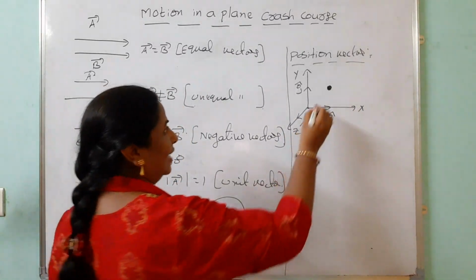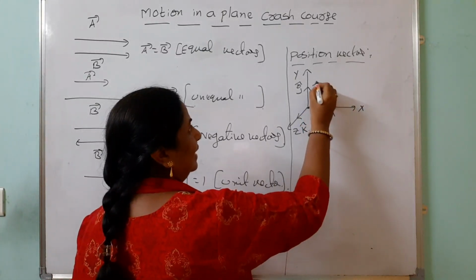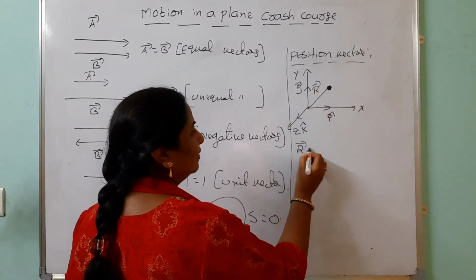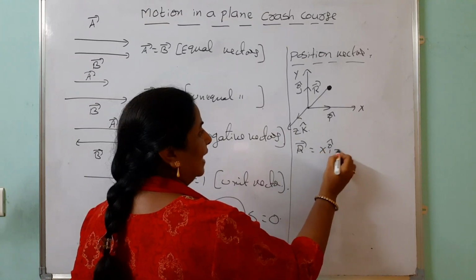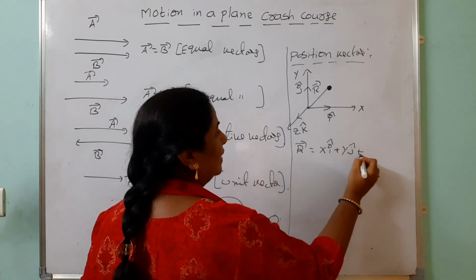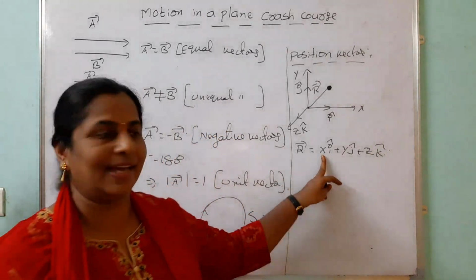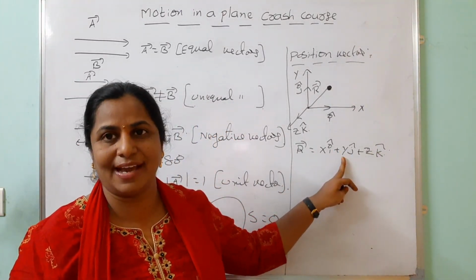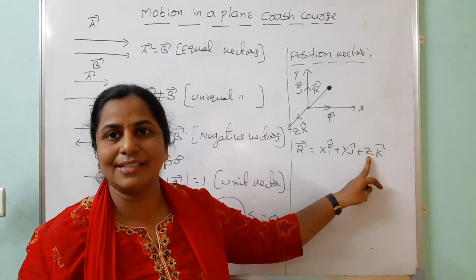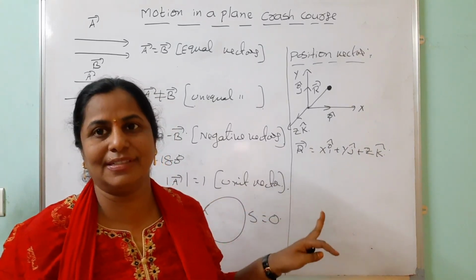Suppose this vector's name is r bar. Then how to write this one? r bar equals x i cap plus y j cap plus z k cap. This is the magnitude along the x-axis, this is the magnitude along the y-axis, and this is the magnitude along the z-axis. Like that you can represent the position.